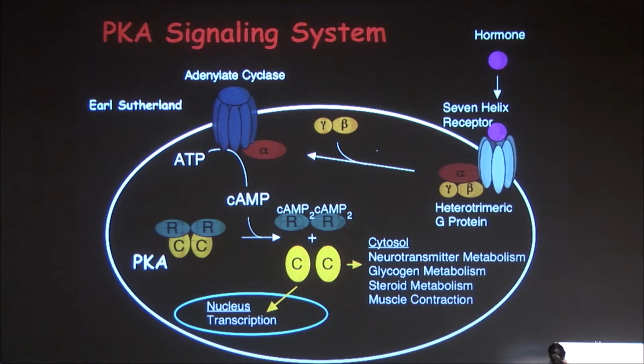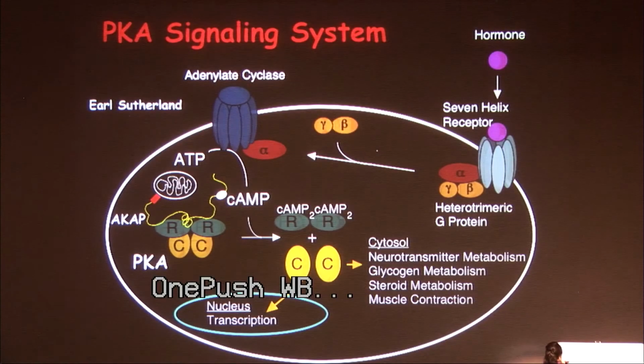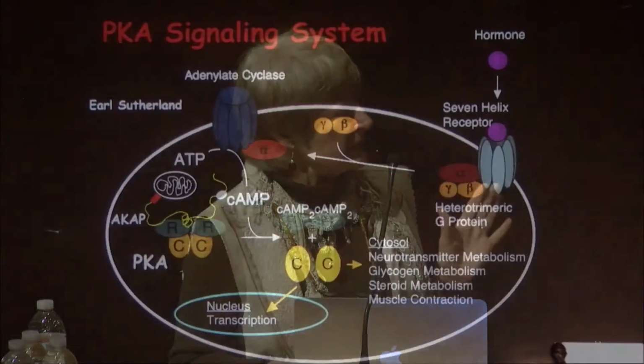And its main target is PKA, which normally is dormant. It has regulatory and catalytic subunits. And it's only when you bind cyclic AMP that you unleash the catalytic potential of the catalytic subunits. And these are localized to specific sites in the cell, typically by these A kinase anchoring scaffold proteins. And so you create foci of PKA signaling in the cell.